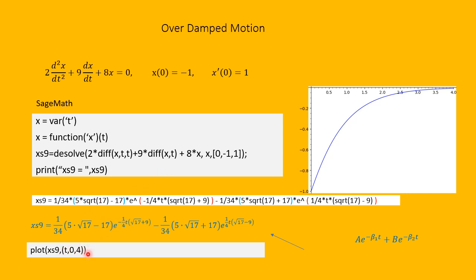When we plot this function, it appears like this, the graph. You start at minus 1 at time 0, and you approach equilibrium without, it seems, any local oscillations at all. Notice that this solution is of the form A e to the minus beta sub 1 t plus B e to the minus beta sub 2 t, where A, B, and the betas are constants.